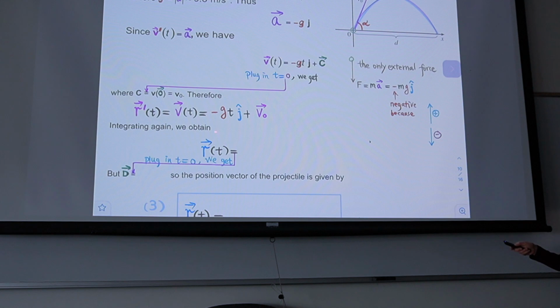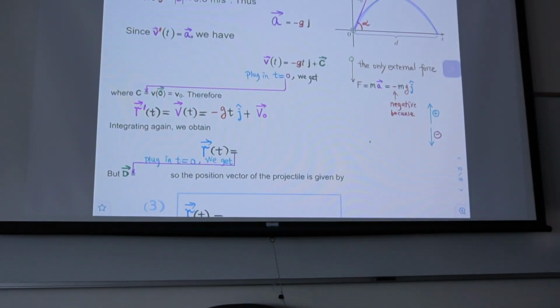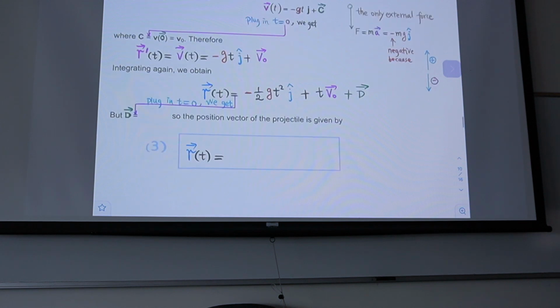Now we're going to integrate this one more time, and we try to get the vector function, right? So integrate this one more time, what do we get? Negative g t squared over 2, in the j direction, plus v naught t, yes, you got it. And then plus another constant vector, which is d here, right? Don't forget, every time you take an antiderivative, you need the constant like that.